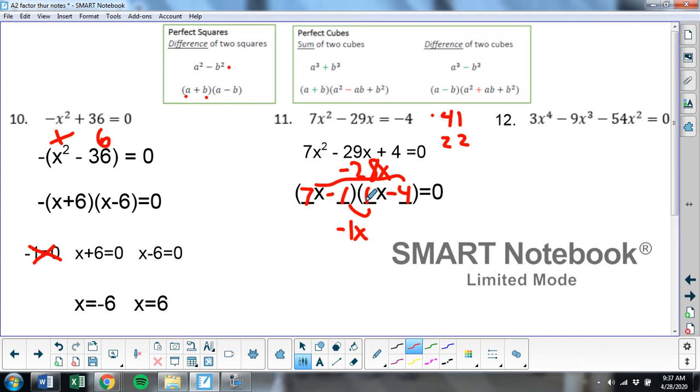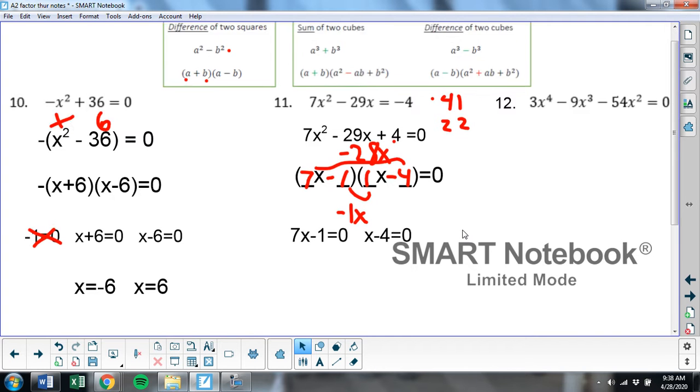And check your third term, or your last term. Negative 1 is the last term, negative 4 is the last term. Those multiply together to positive 4. So I have my factors here on the first try. My factors are 7x minus 1, x minus 4.